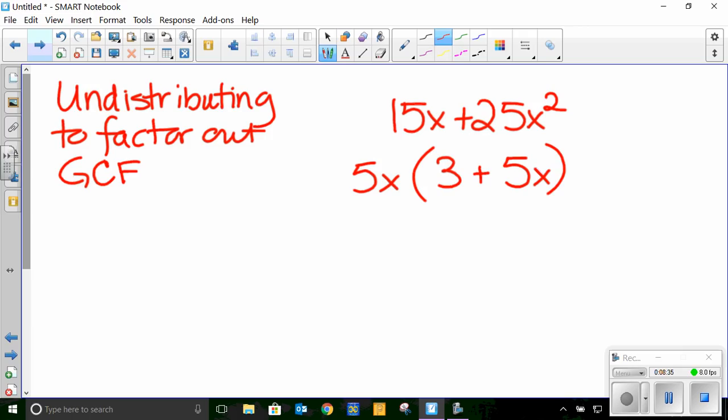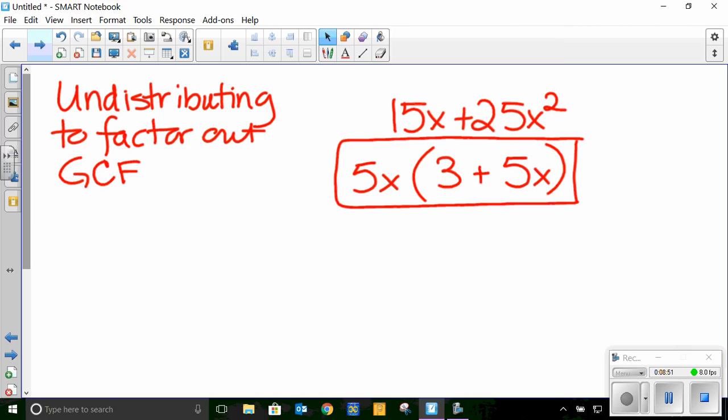So this would be my final answer for this, because these are my factors. I have 5x coming out of the 15x plus 25x squared. And when I pull out that 5x, I'm left with 3 plus 5x. So the key thing is to look and see what you are left with. Okay, here's another one here. We'll do one a little bit trickier.